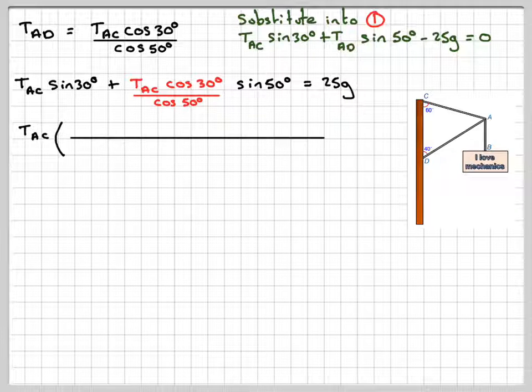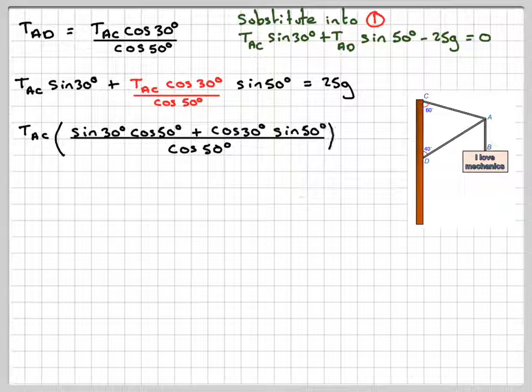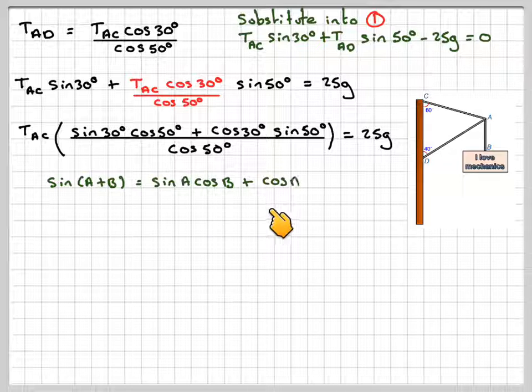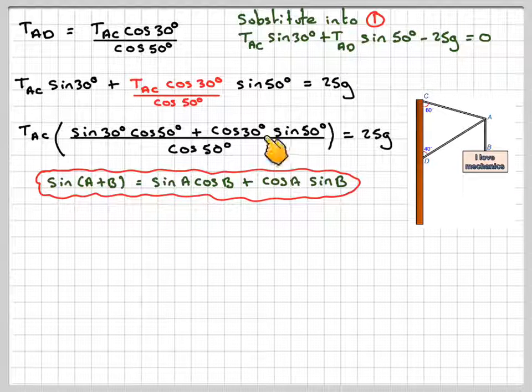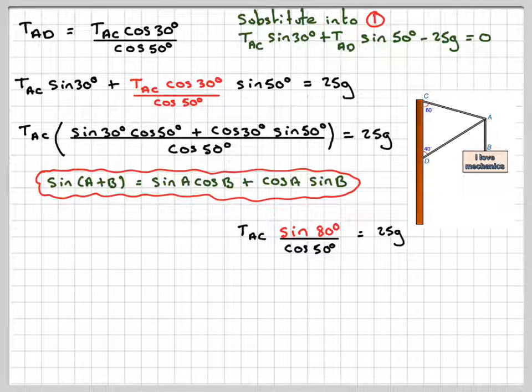Right, making a common denominator of cos 50, which means I need to multiply this by cos 50, the common factor of TAC that's come out. Sine 30 cos 50 plus cos 30 sine 50 is equal to 25G. Now you will know that sine of A plus B is sine A cos B plus cos A sine B, which is what you've got here. So you're going to have TAC, it's got sine of 80, so 30 plus 50, using this, over cos 50 is equal to 25G.